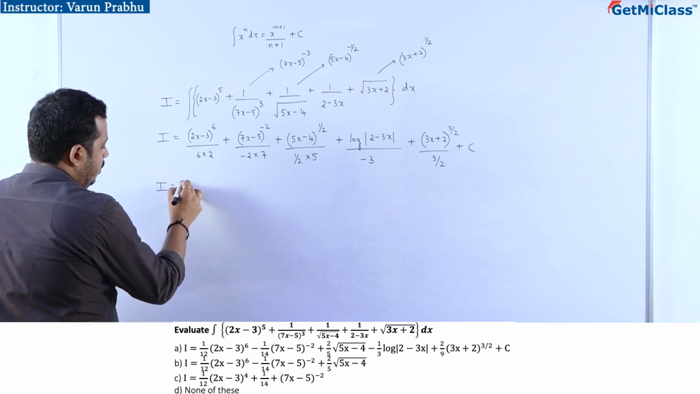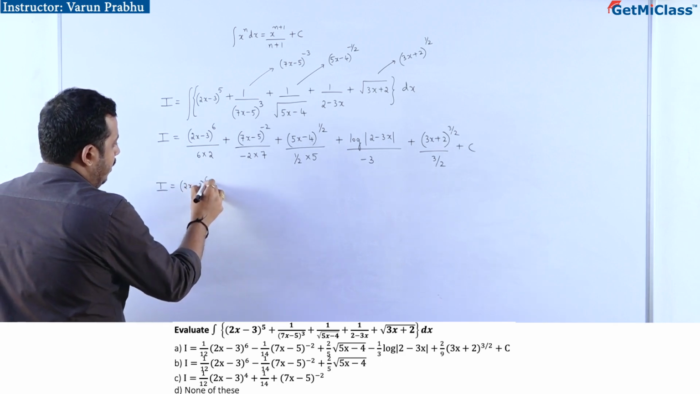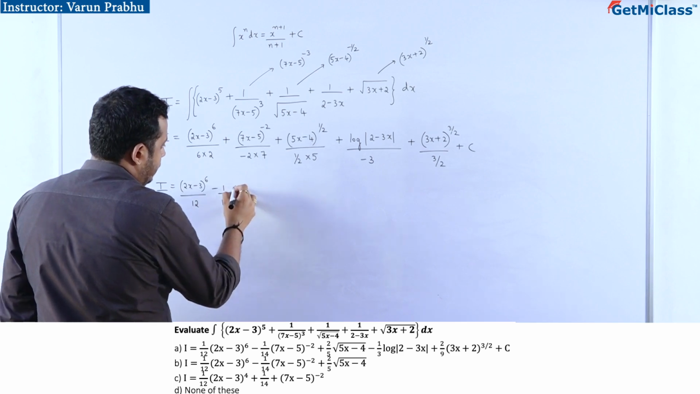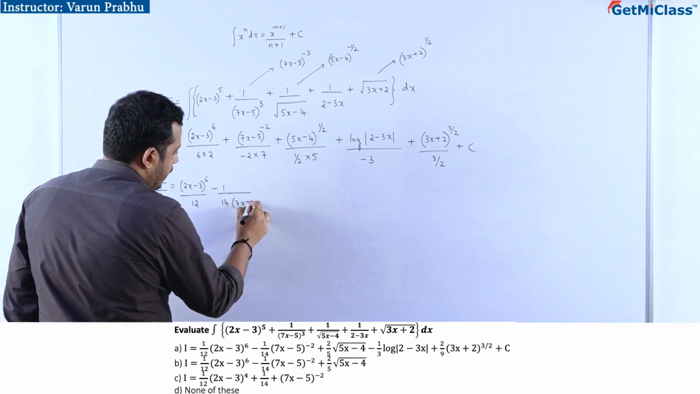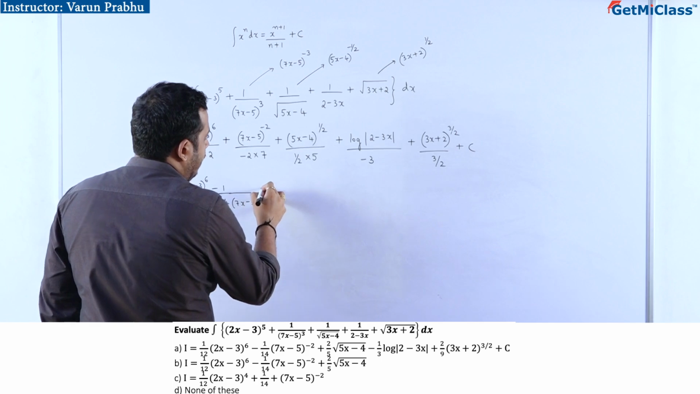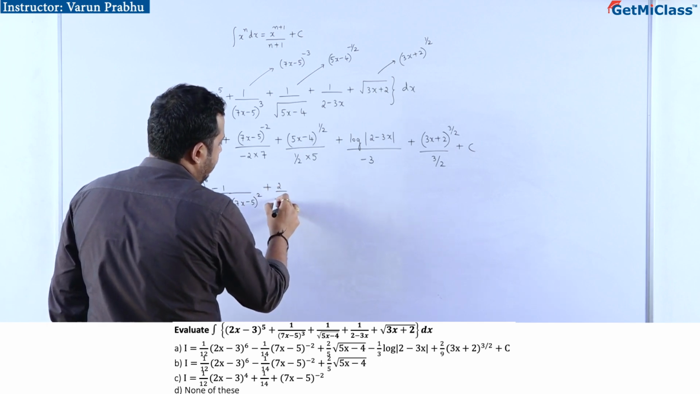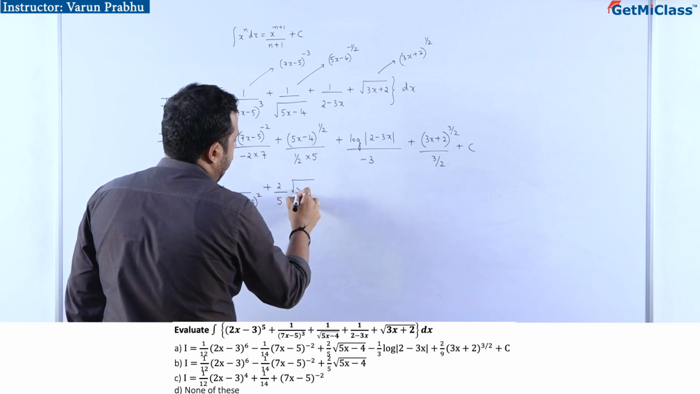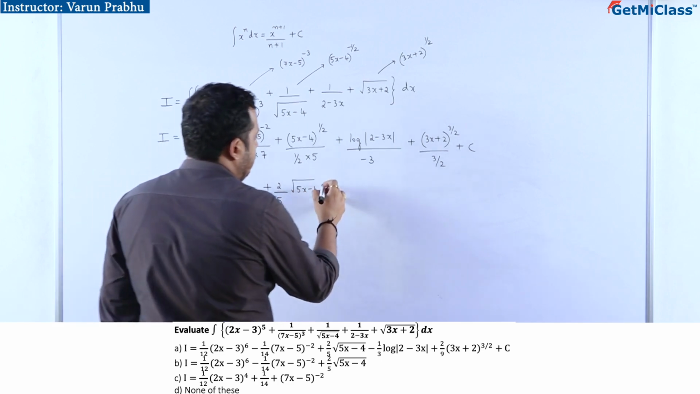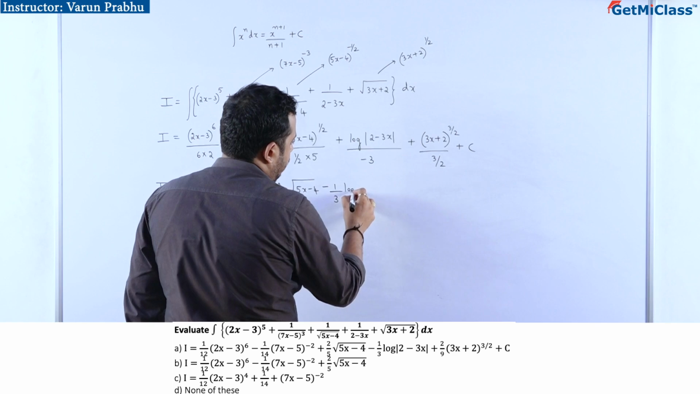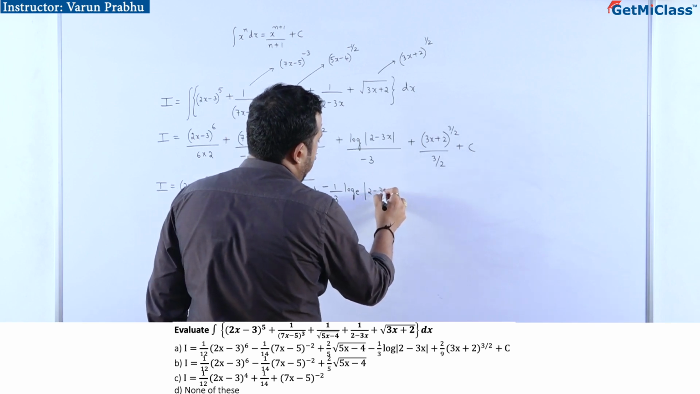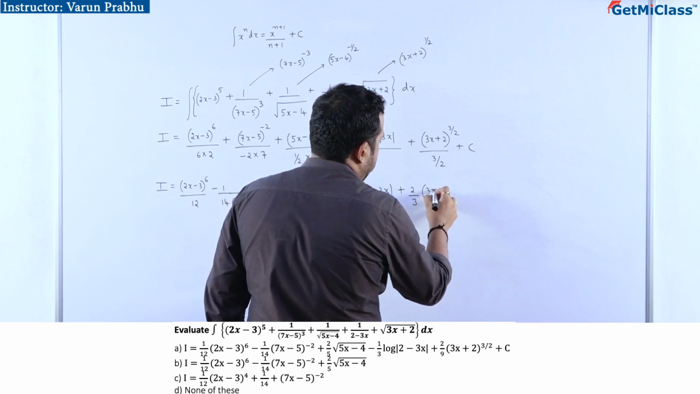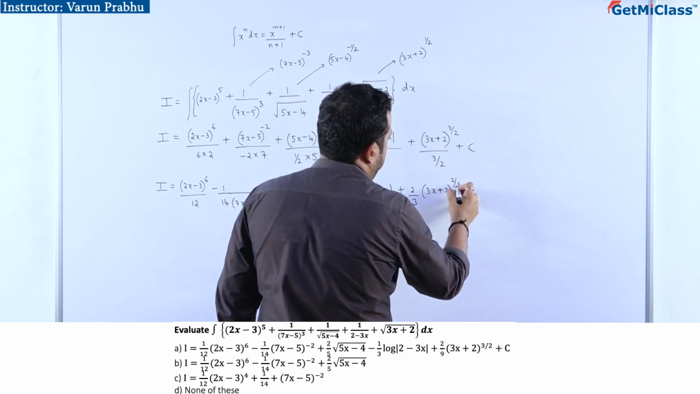So I is equal to, you can say, (2x minus 3) to the power of 6 divided by 12, minus 1 divided by 14 times (7x minus 5) the whole square, correct? Plus 2 by 5, and this is nothing but root of (5x minus 4), 2 by 5 root of (5x minus 4), okay, minus 1 divided by 3 log to the base e mod 2 minus 3x, and then plus 2 divided by 3, (3x plus 2) to the power of 3 by 2, plus c.